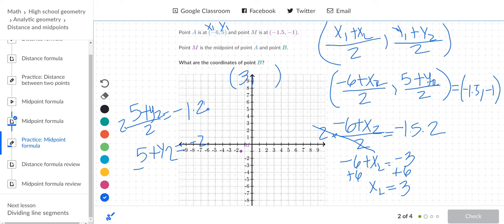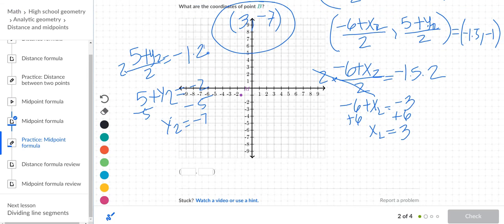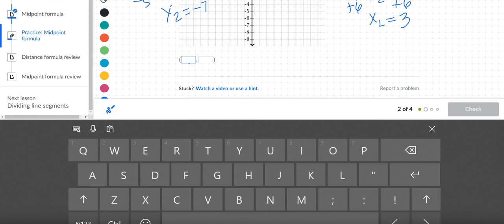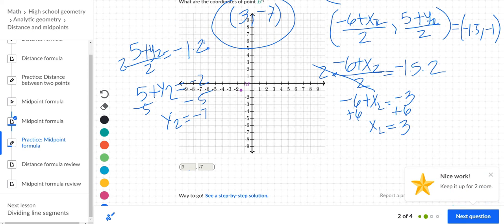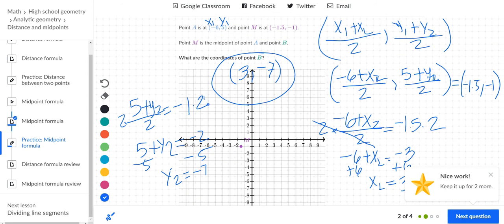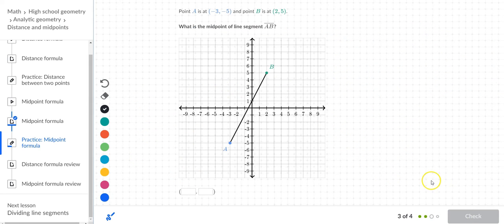Okay, so then I subtract 5 from both sides. Y2 equals negative 7. So my y coordinate for my endpoint is going to be negative 7. Alright, so let's go ahead and input our answer here. We have whole numbers. Perfect. Alright, moving on to the next one.